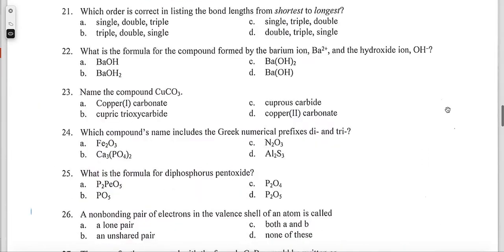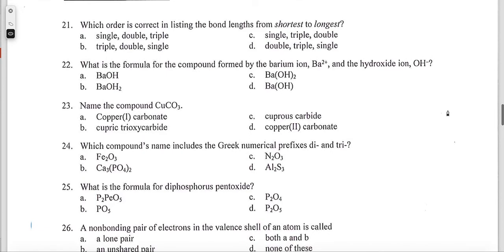Okay, so number 21. What is the order of bond length? And we did not cover that one. So number 21 you can X off. Okay. 22, what is the formula for the compound with barium and hydroxide? We're going to be looking at letter C. Hydroxide is a polyatomic ion. Make sure you have parentheses around it. That's a common mistake that I see.